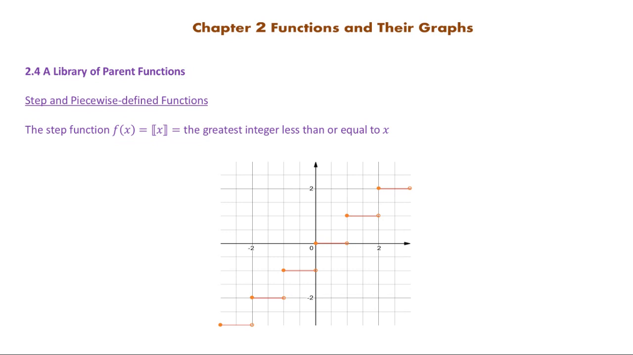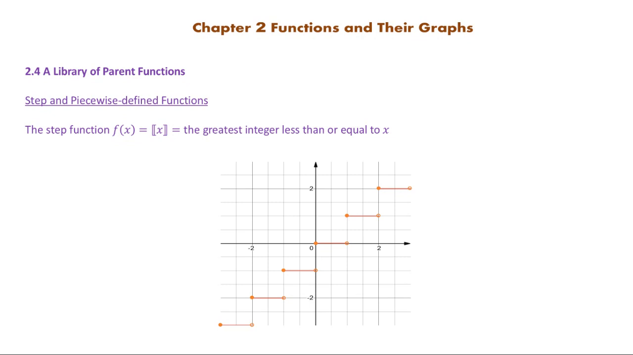It sometimes is called the floor function or some other names. But when you graph this function, you're going to get horizontal pieces for each unit of x. So it's like a step or a stage as you go from left to right. You're going to get a bunch of steps going up.